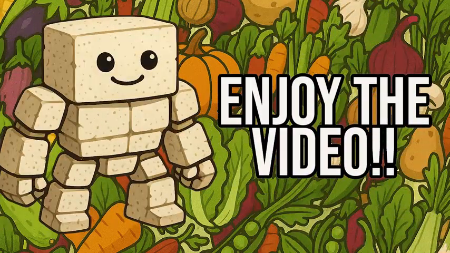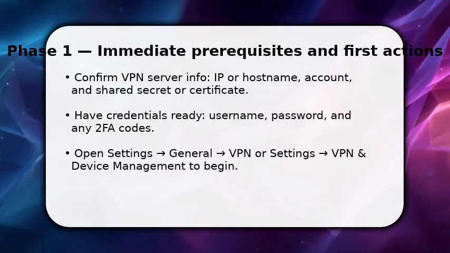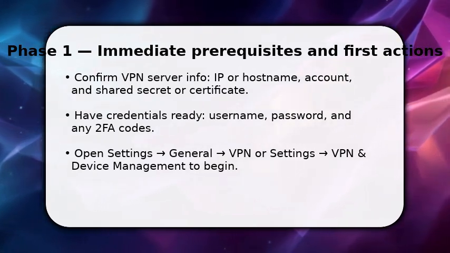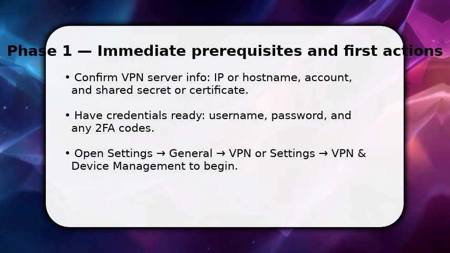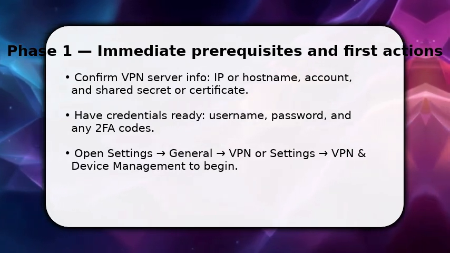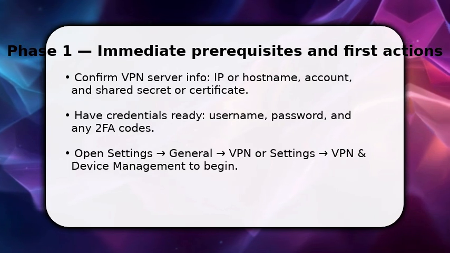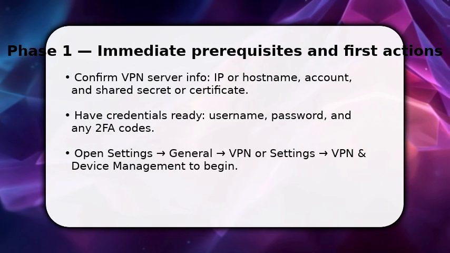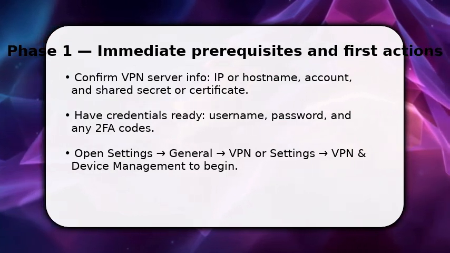Please enjoy the video. You already have what matters: the VPN type, server address, and credentials, so let's start. Open Settings and go to VPN or VPN and Device Management now. Tap Add VPN Configuration. Choose the type IKEv2, IPsec, or L2TP because protocol affects security and speed.